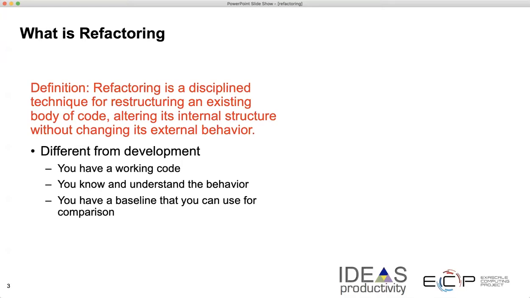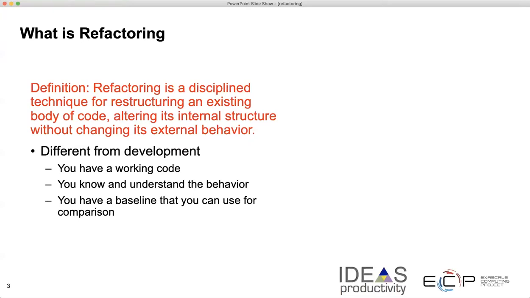Now, in our context, it doesn't always apply exactly this, because we also sometimes do refactoring to change the behavior. So I would reword this a little bit in the context of scientific software as altering its internal structure with constrained changes in its external behavior, constrained and known changes in the external behavior.